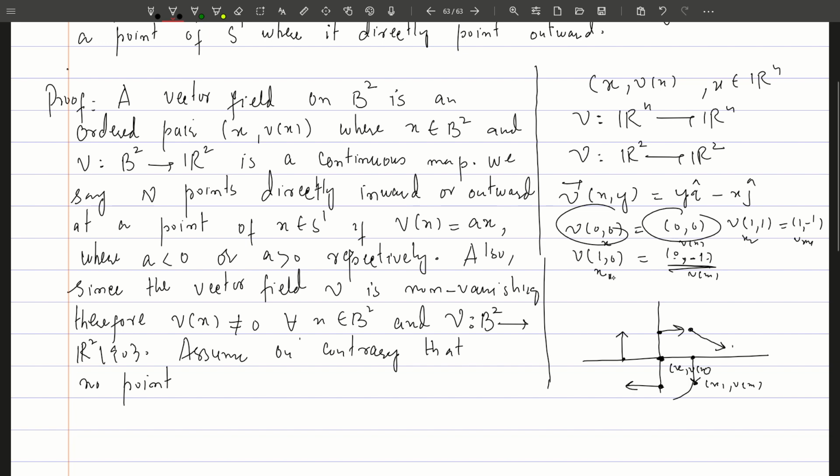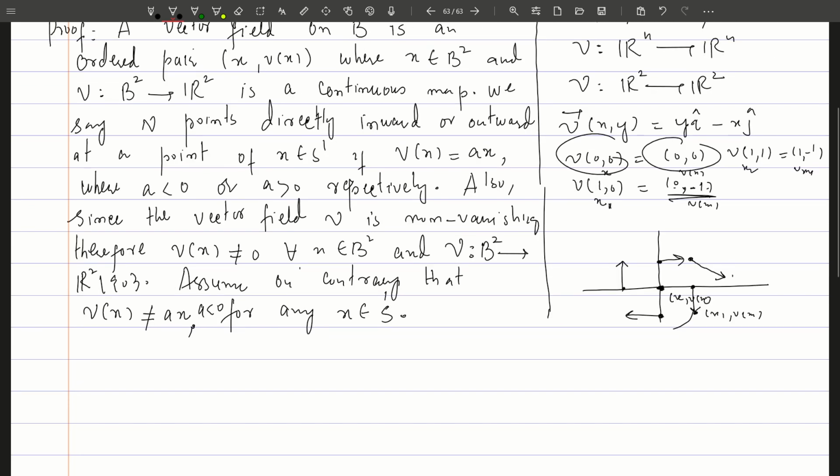Let us assume that v of x is not equal to a times x for any x in S1, where a is negative. So assume v(x) is not equal to a x where a is negative for any x in S1. Let us see what will happen.